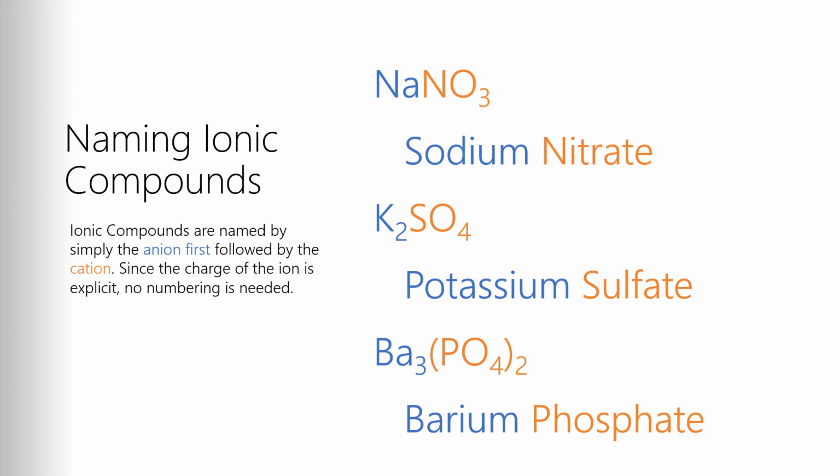All right. So naming ionic compounds is pretty simple as long as you know the names of what you're looking at. The polyatomics are what drive people nuts. They always forget the polyatomics, so work on those a little bit.